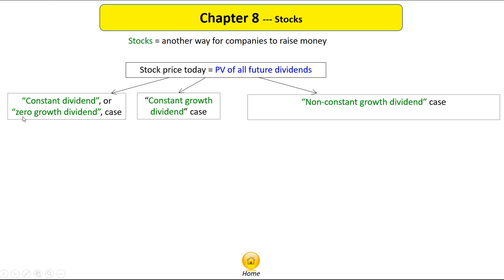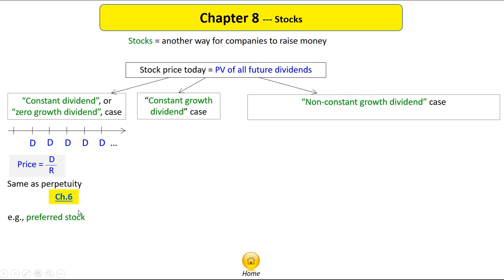For the constant dividend or zero growth dividend case, you can imagine a dividend remaining constant every year in perpetuity. To find the price of such stock share today, you need to take the dividend amount and divide by the R, discount rate. This is the same thing as finding the present value of a perpetuity, which was covered in chapter 6. This type of stock is known as a preferred stock, same dividend every year forever.